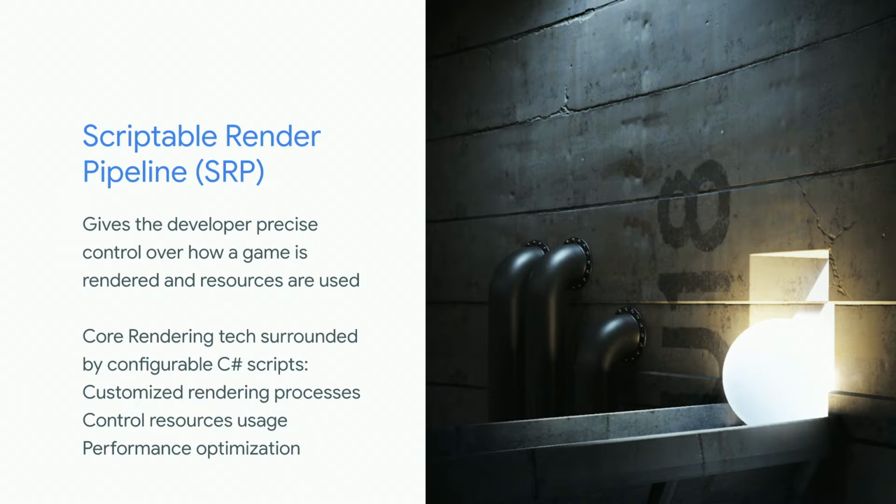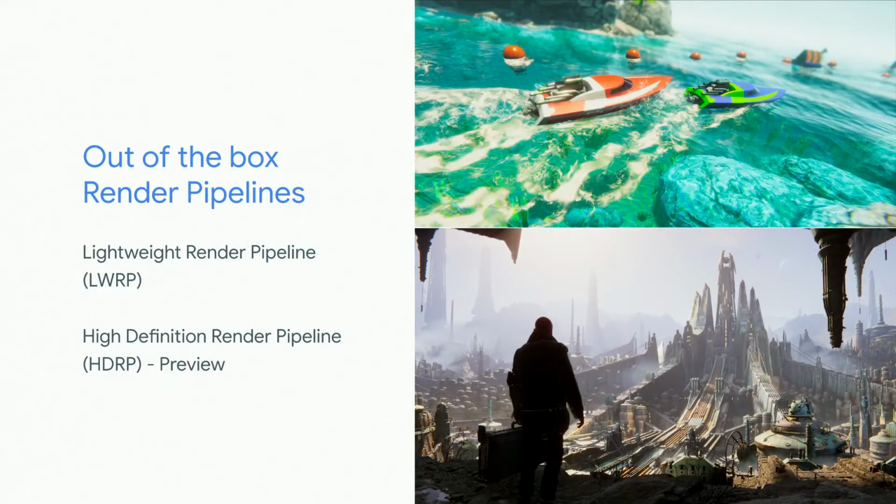So you can have a customized rendering process, you control resource usage, you can control performance. That is great for people who like to create rendering pipelines. But out of the box, we give you two rendering pipelines that are ready to use. The first one, which we call the lightweight render pipeline, is out of preview, so final in Unity 19.1.